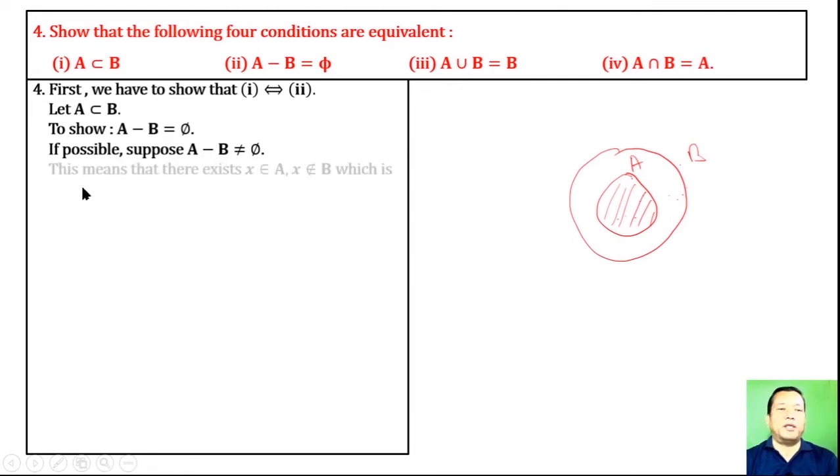This means that there exists X belongs to A, X does not belong to B, which is not possible as A is a subset of B.